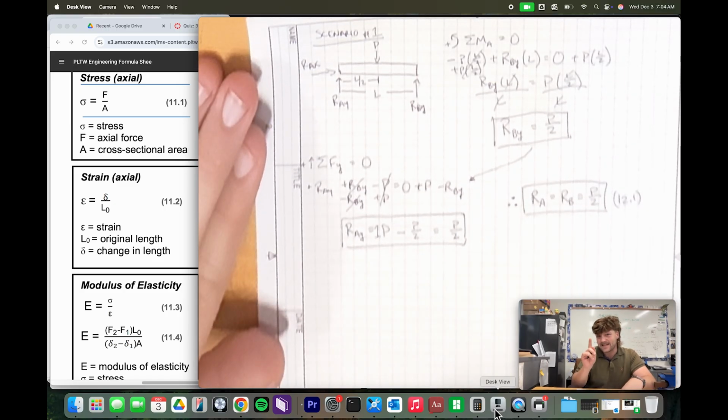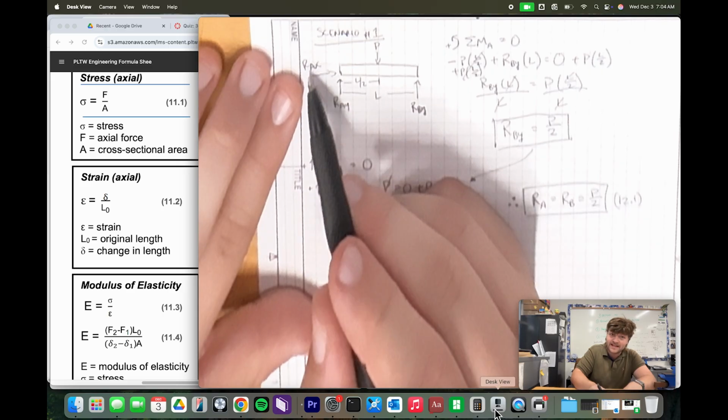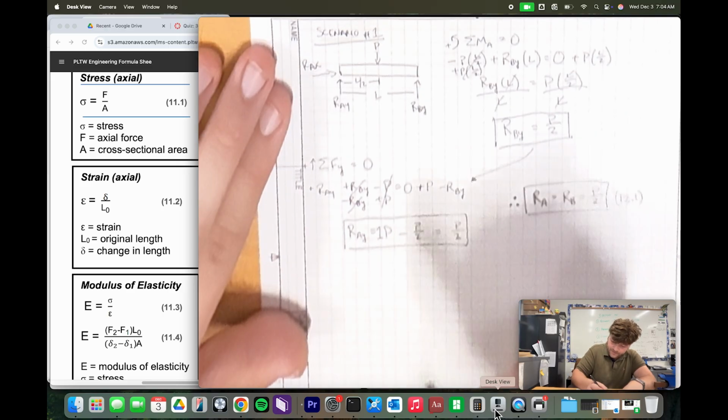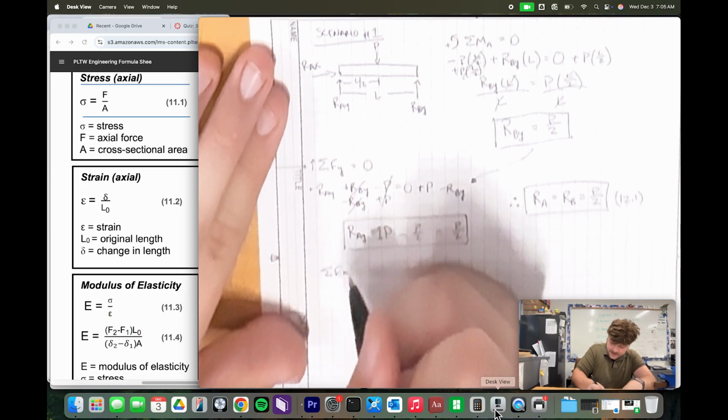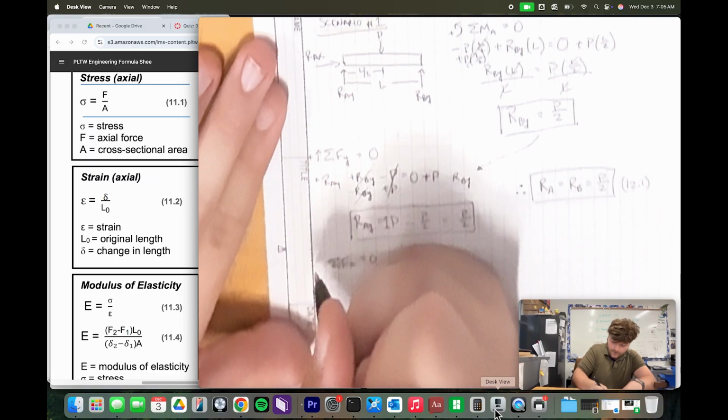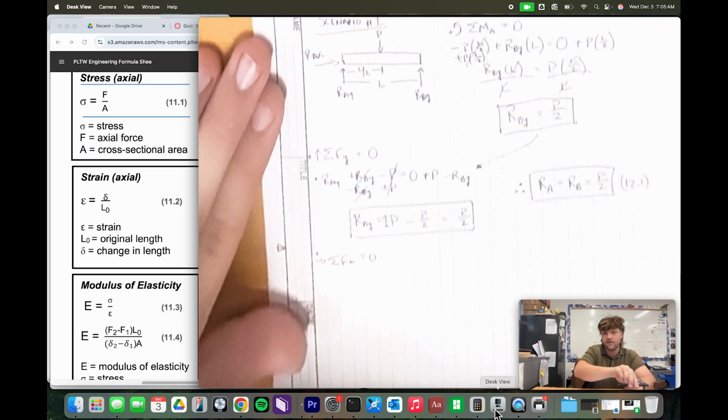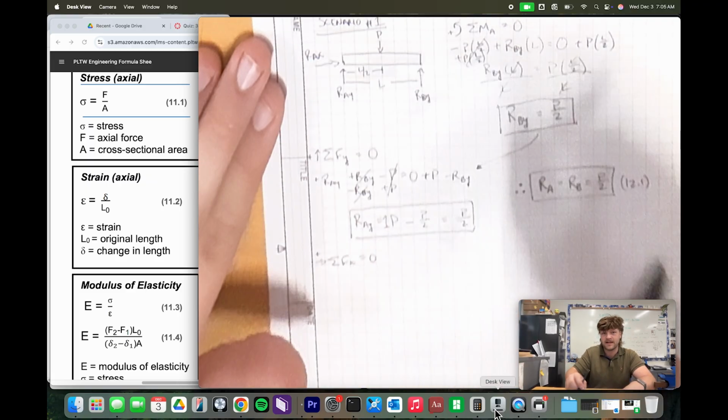Now, the last thing I need to do here is I do need to prove that this is equal to 0, though, before we move on. So let's go ahead and do that. I'm going to calculate the sum of the force about X. We're going to make to the right be positive. So any forces acting to the right here is going to be positive.